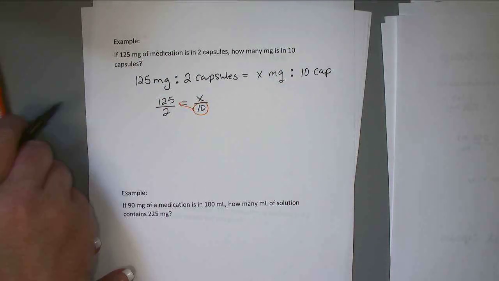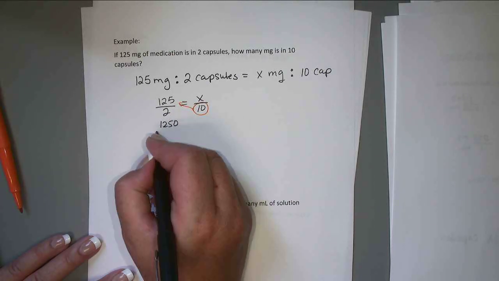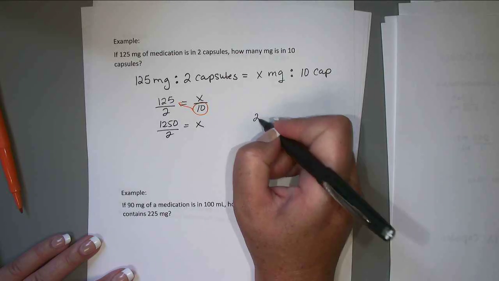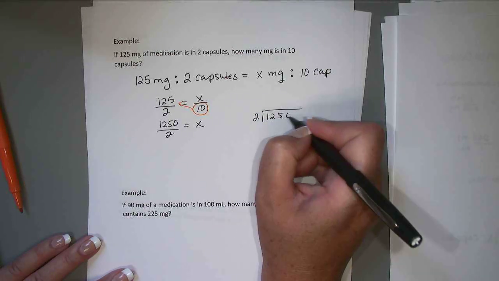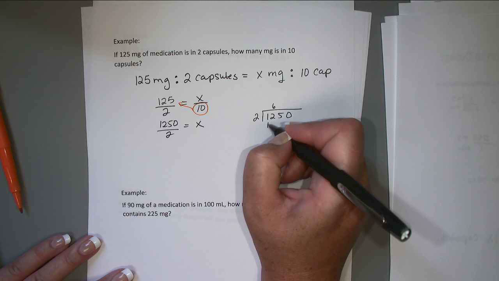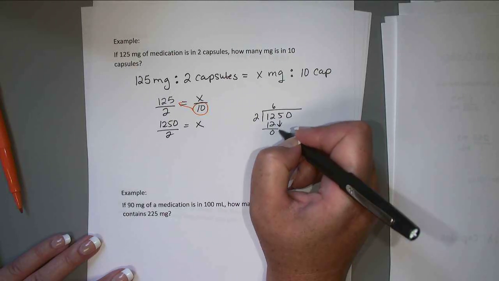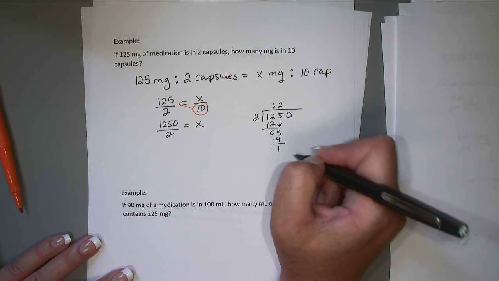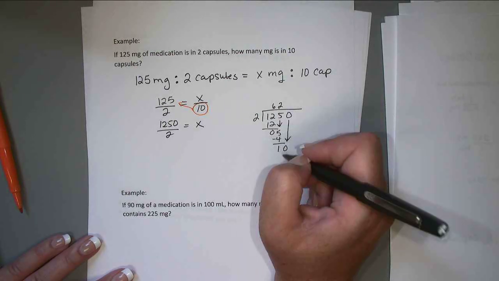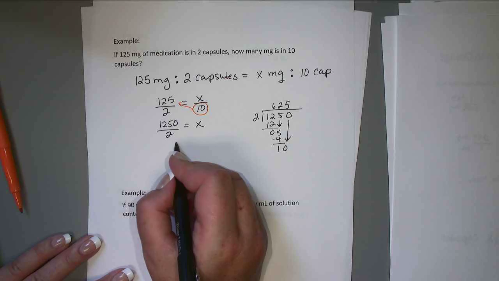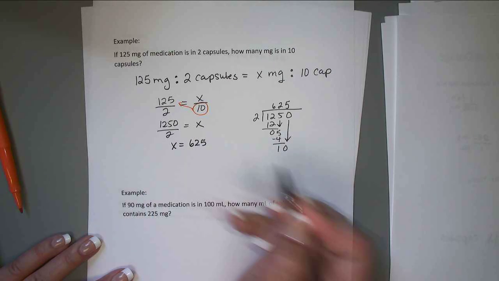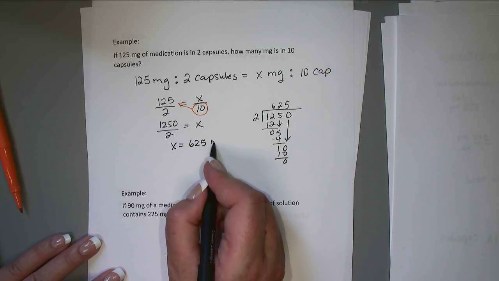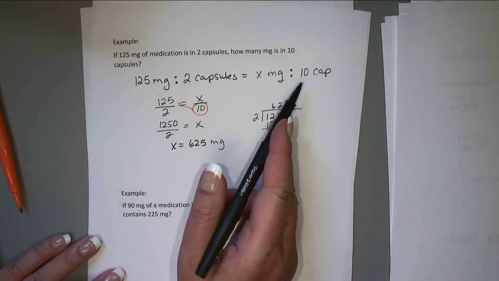Okay, multiply by 10. So 1250 divided by 2. And then if you can't do this in your head, we could do long division. 2 goes into 1250. 2 goes into 12 6 times. Bring down the 5. 2 goes into 5 twice. Subtract, we get 1. Bring down the 0. 2 goes into 10 5 times. So x is 625. That subtracts to 0. 625 milligrams is in 10 capsules.